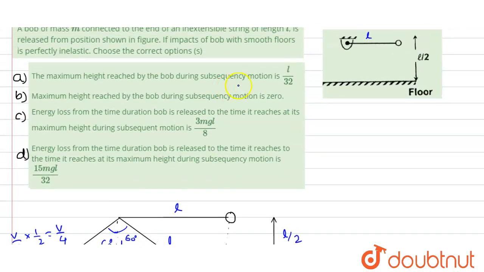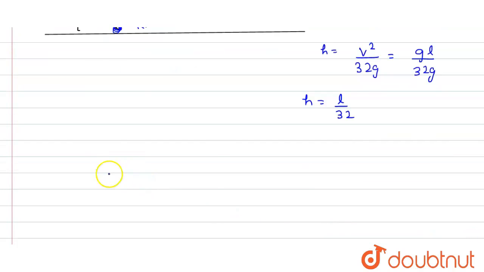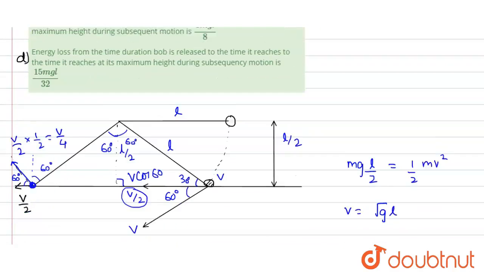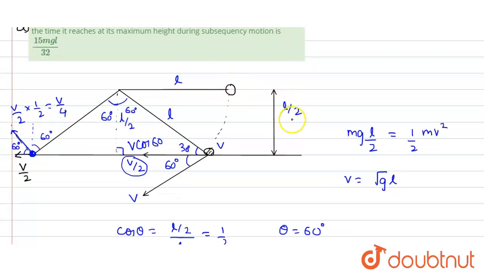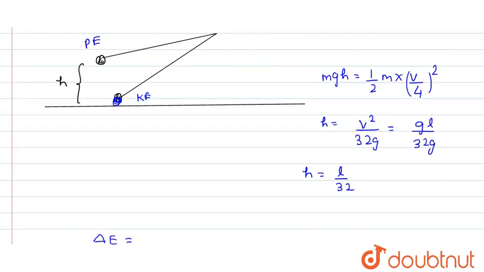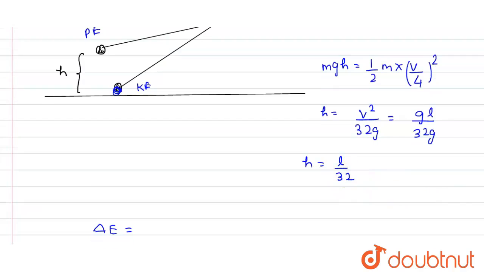So if we check the options, the first option is correct and the second option is wrong, since it is given as 0. Now we also need to find the energy loss. Now energy loss would be equal to what? Delta E would be just the change in the potential energy, because initially it had a potential energy corresponding to this side, L by 2. Now it has a potential energy corresponding to this side, L divided by 32.